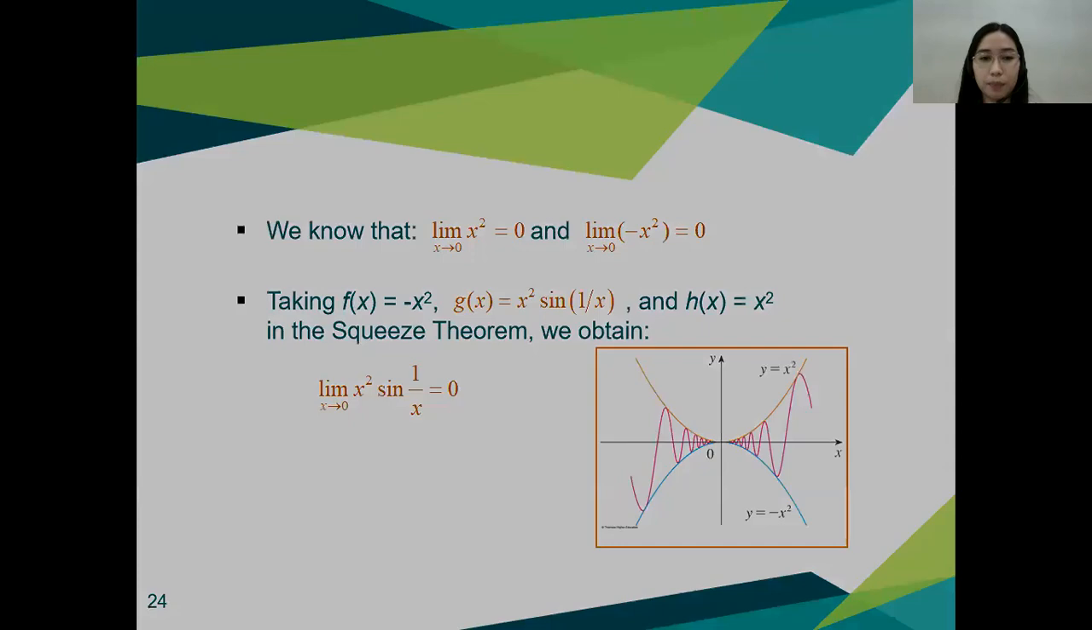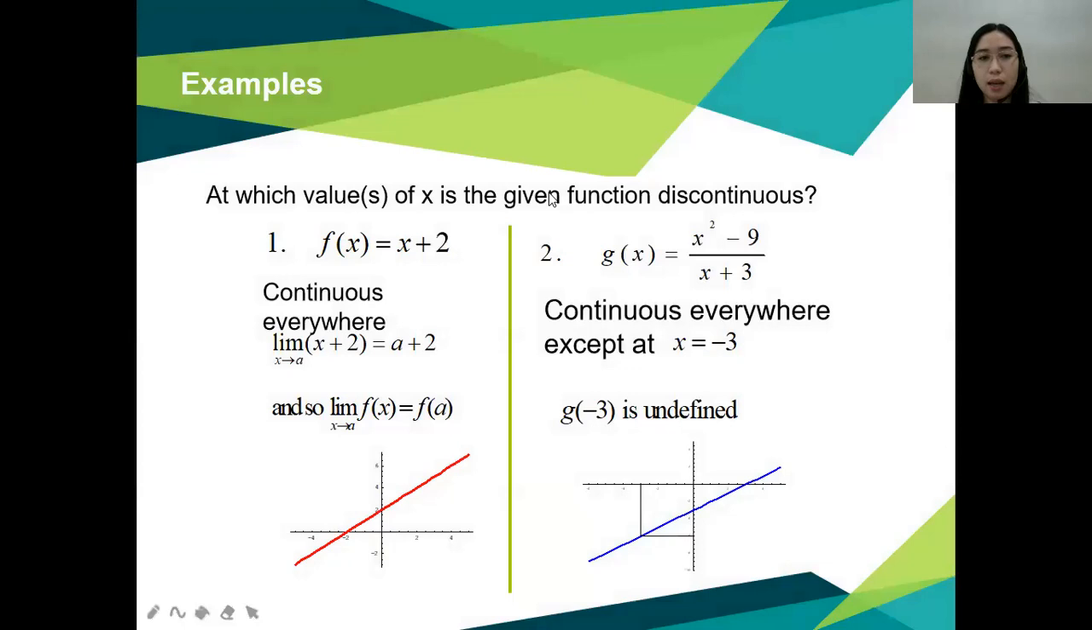Okay. So here are more examples about continuous or discontinuous functions. At which values of x is the given function discontinuous? Number 1, f of x is equal to x plus 2. Let's try to solve. The limit of x plus 2 as x approaches a is equal to a plus 2. Therefore, it is continuous everywhere, and so the limit of f of x as x approaches a is equal to f of a.